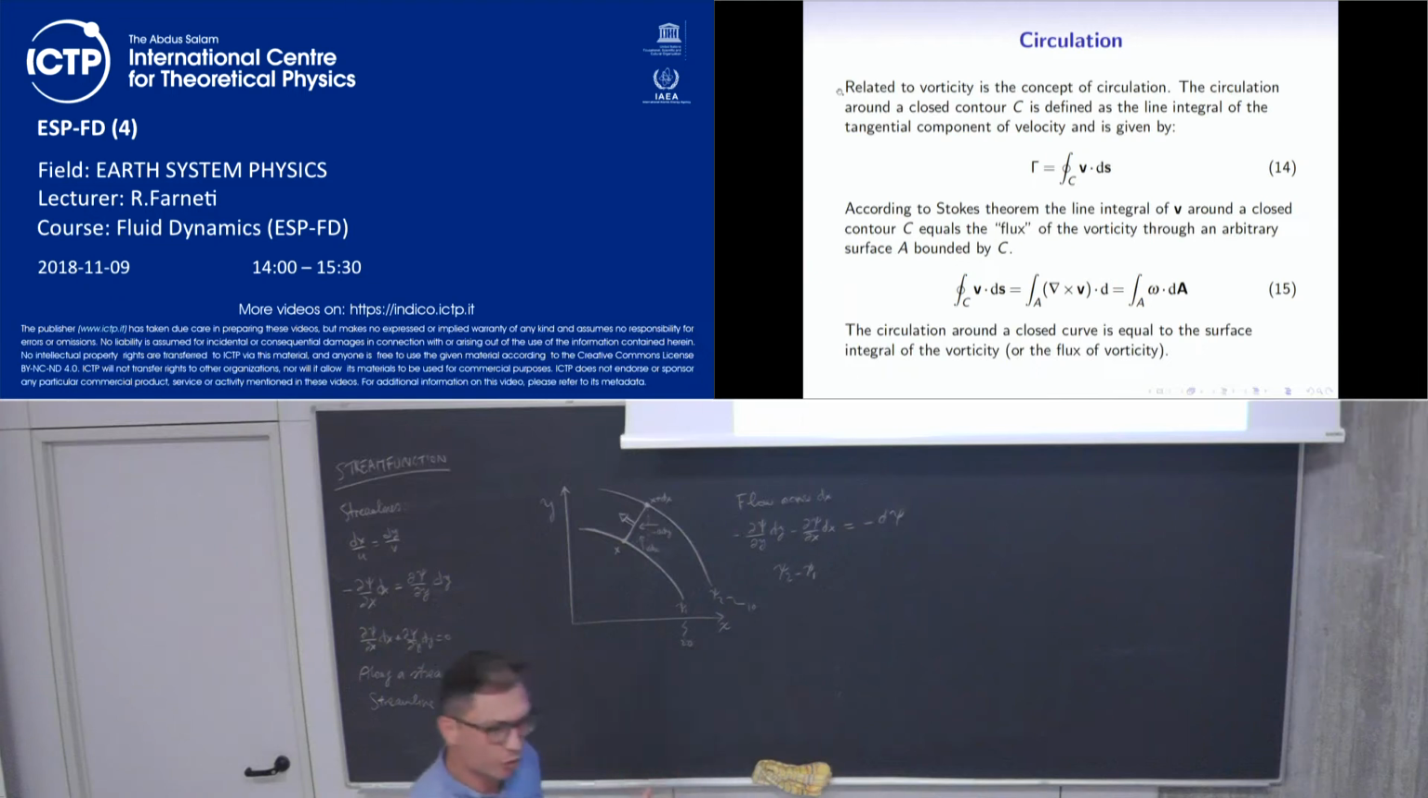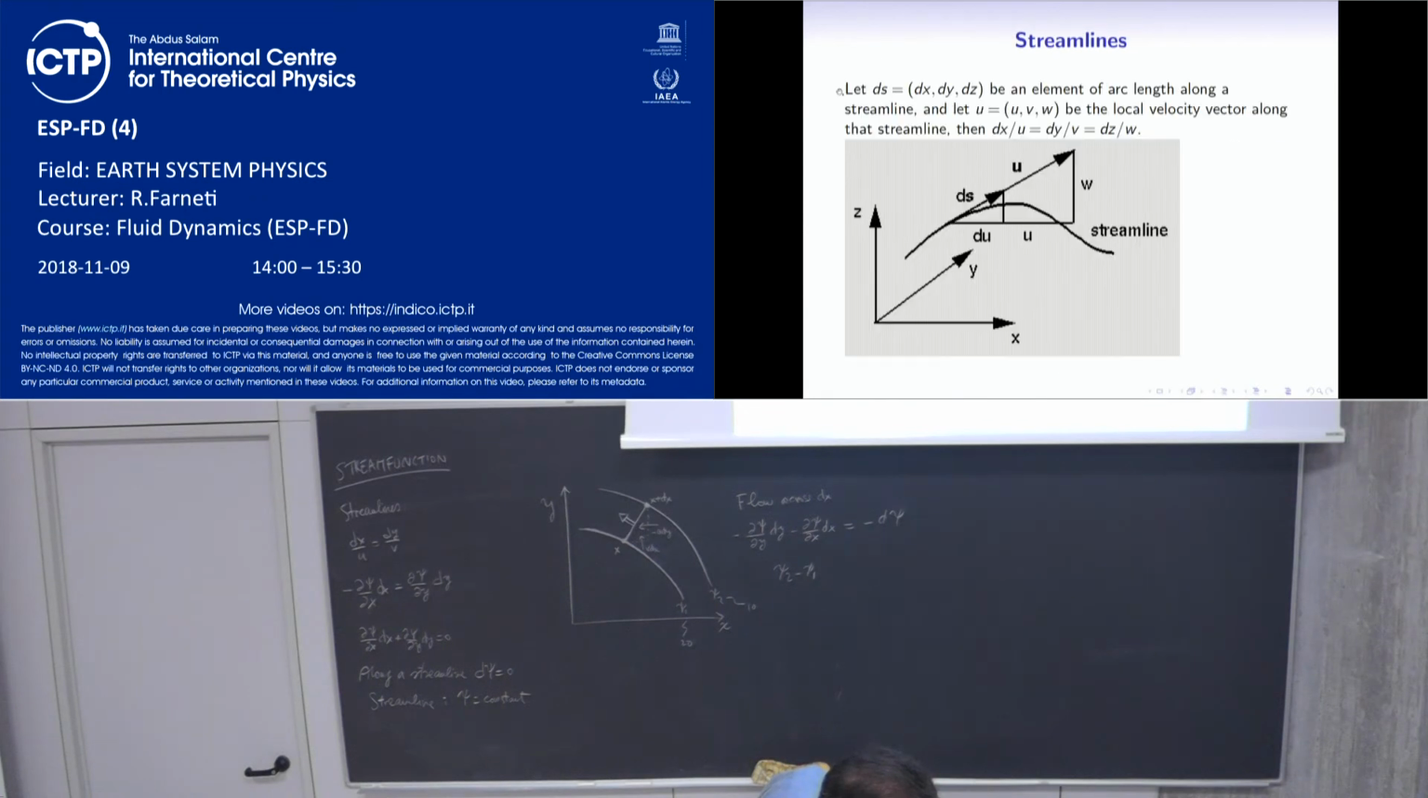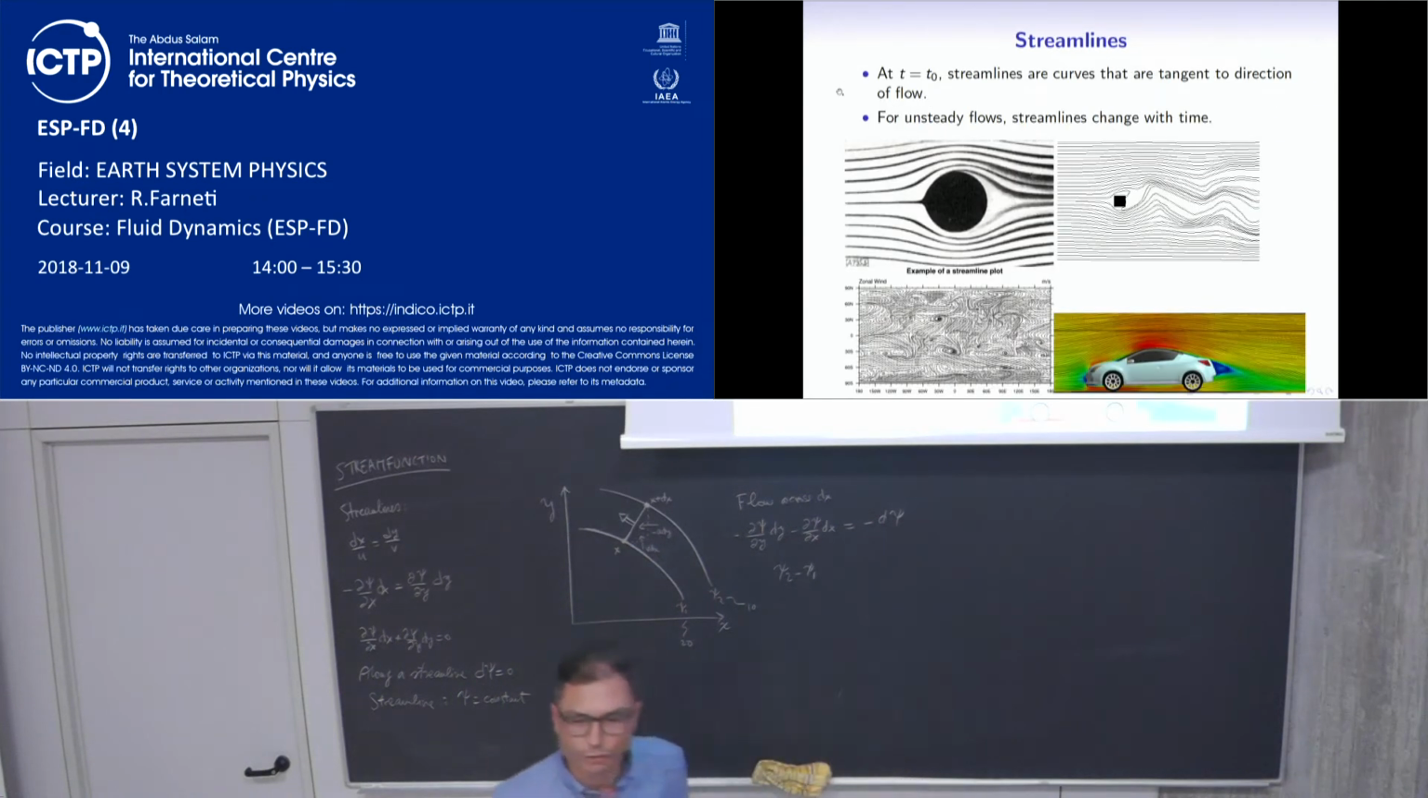So if you just have the streamlines, you have pictures like this. Okay, but there's no information on the flux of volume or mass that is going along this flow. This is just depicting the velocity field, but you don't know how much flux is going in between those two streamlines.